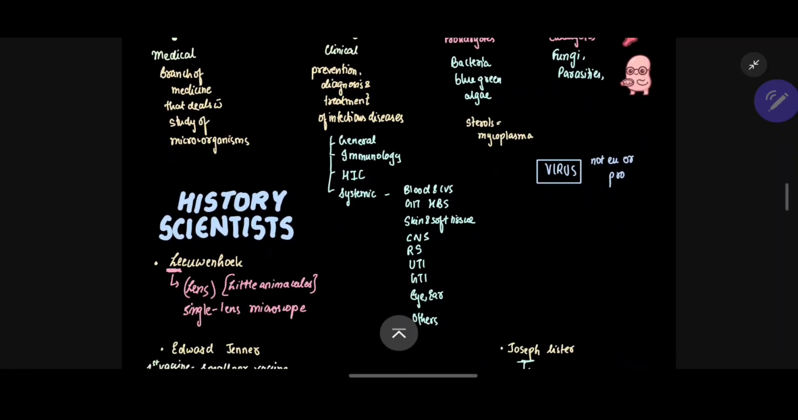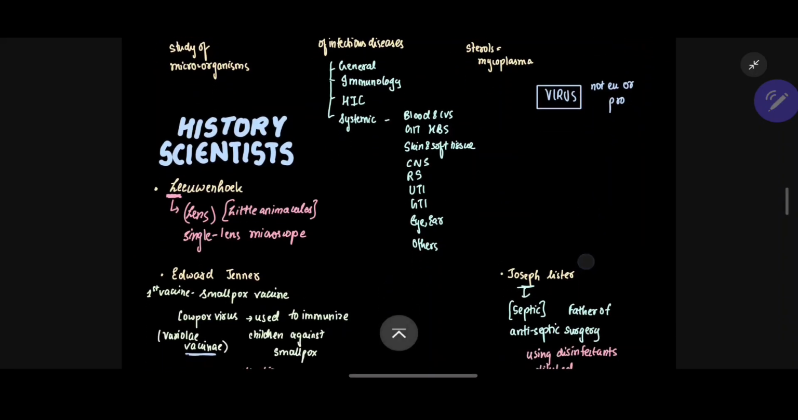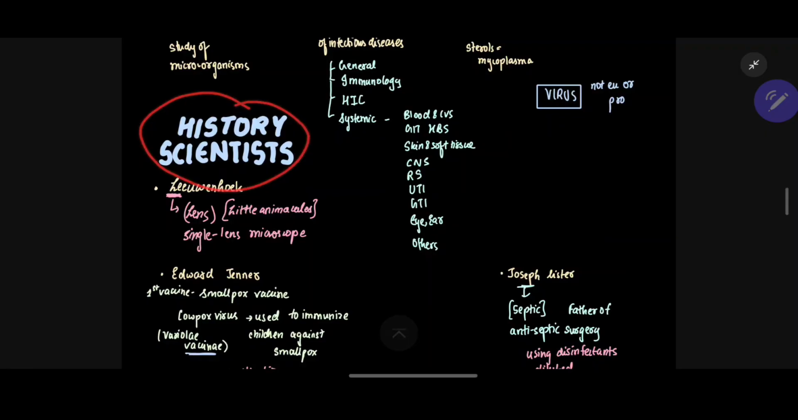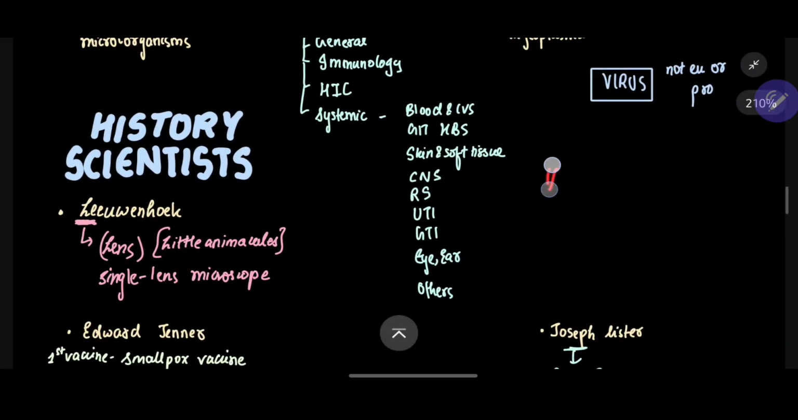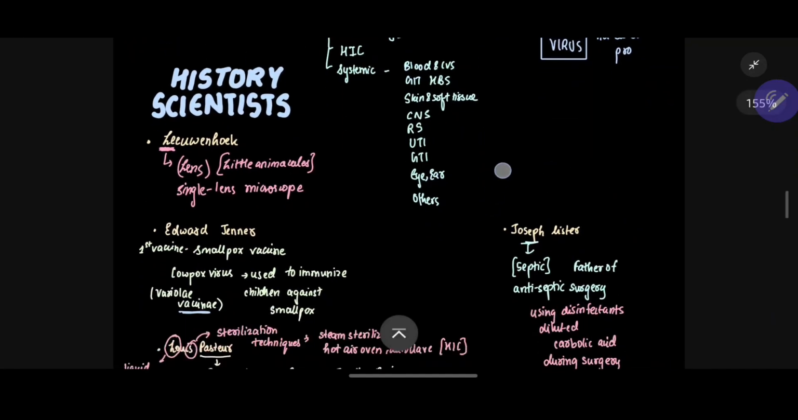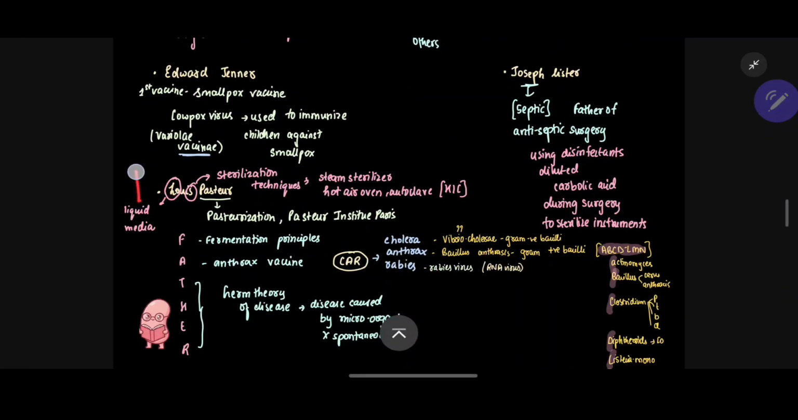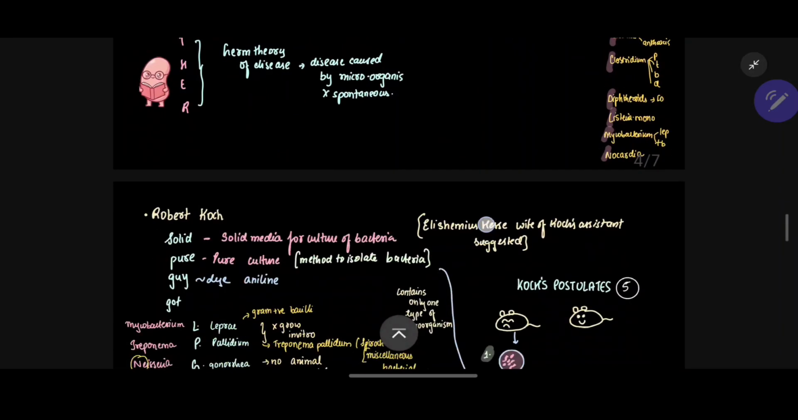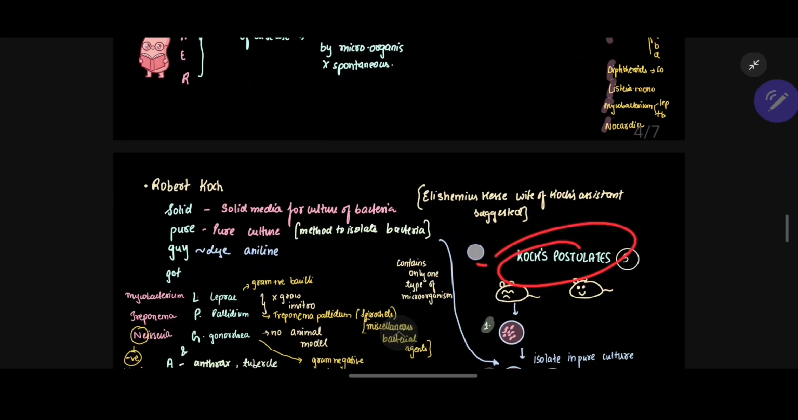And after that is the main section, which is the history of different scientists and how they have contributed to microbiology. This is an important section because you need to remember the different discoveries of scientists for your general knowledge, and also if you're giving any exams, it will help in the MCQs. And if you're giving university exams, they might ask you to write about Louis Pasteur and Koch's postulates. So these are some important questions that can be asked.